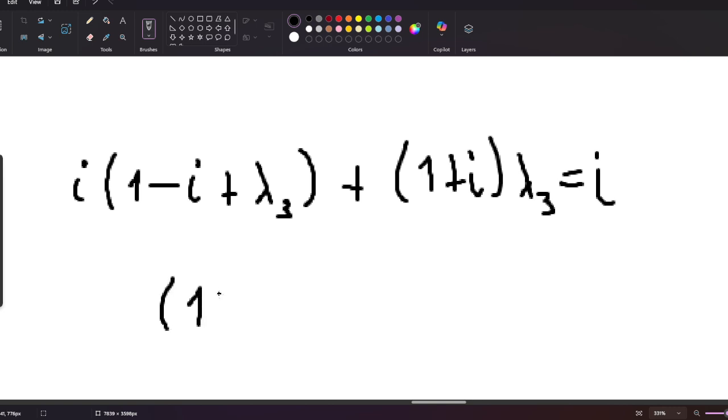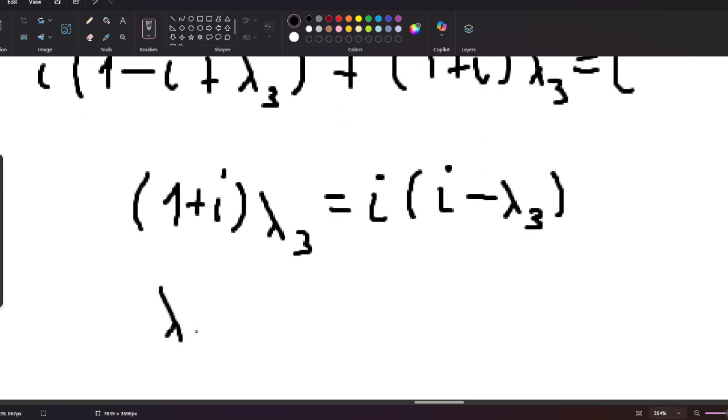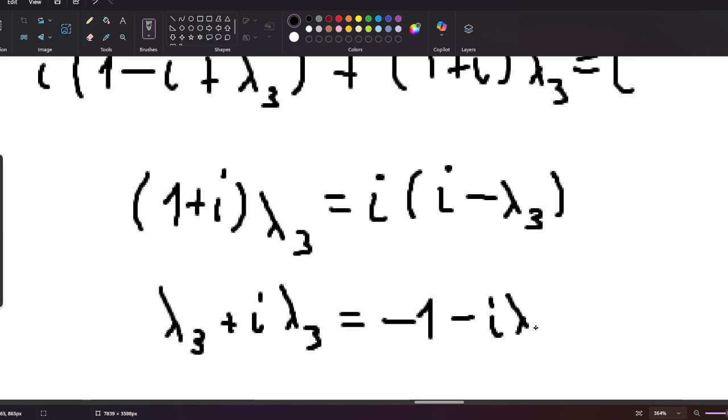So let's begin by transporting this to the right side. I think it would be handy because 1 minus 1 is going to be 0. Minus i is going to be just i, and minus lambda 3. Okay, lambda 3 plus i lambda 3 equals -1 minus i lambda 3.